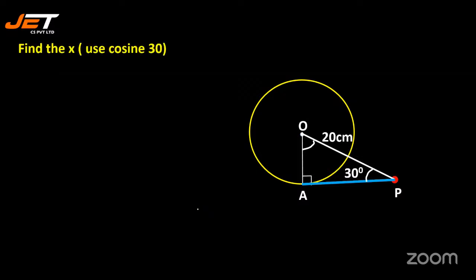Okay. Right. So now what is cos 30? That we need to find out. It is root 3 by 2. So what is cos 30? It is nothing but root 3 by 2.